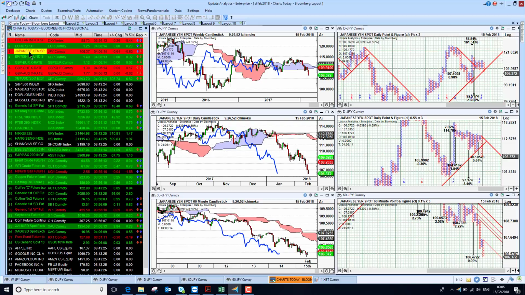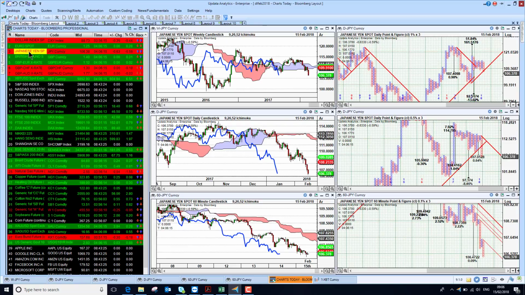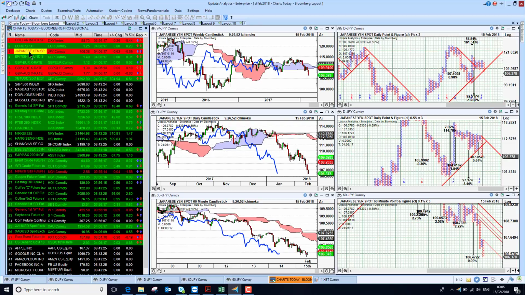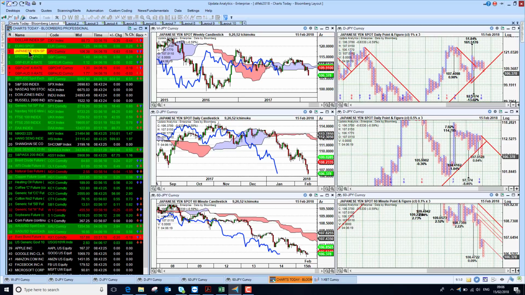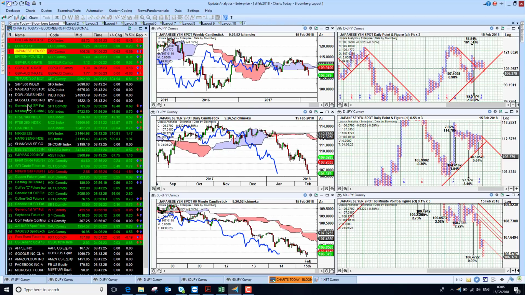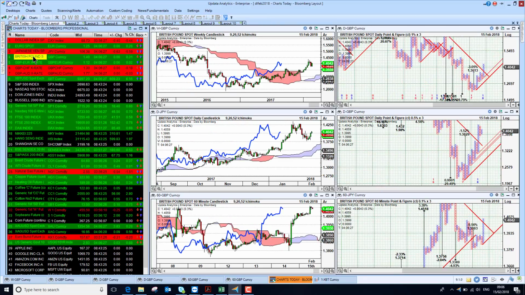Dollar heading lower against the yen. The 106 target met. So we don't have any clear short-term targets from here, but quite a few downside targets on the medium and long-term charts. It's just now clearly bearish there.